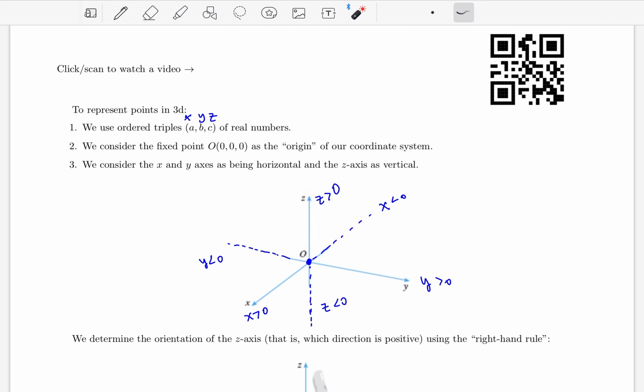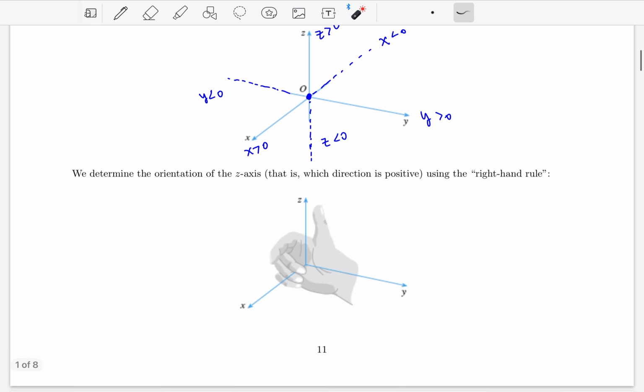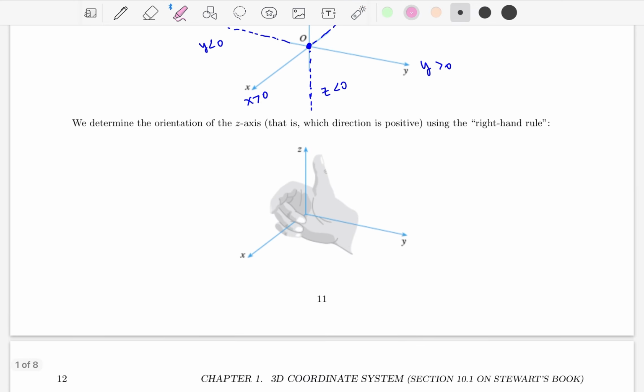Now, the problem here is how do you decide what is x, y, and z? By convention, we always say that this is x and this is y. But now we have a third axis. So in this class, and usually, we follow the right-hand rule. What that says is that whatever I make my x-axis, I'm going to close my right hand and move in that direction.